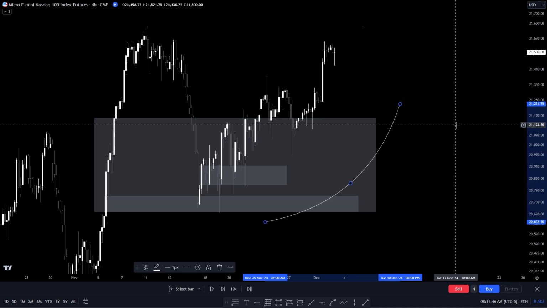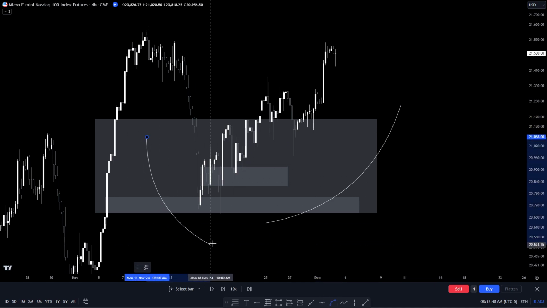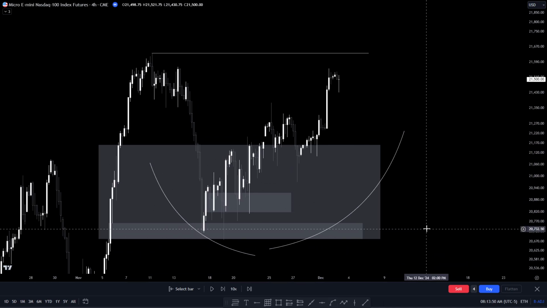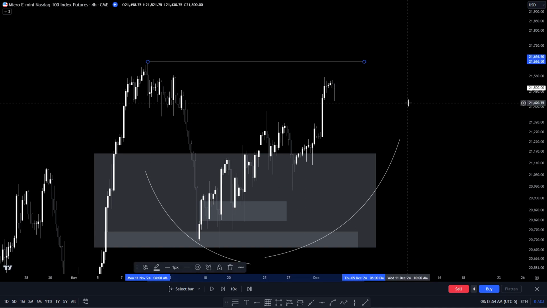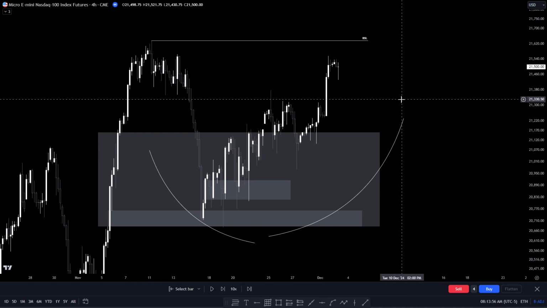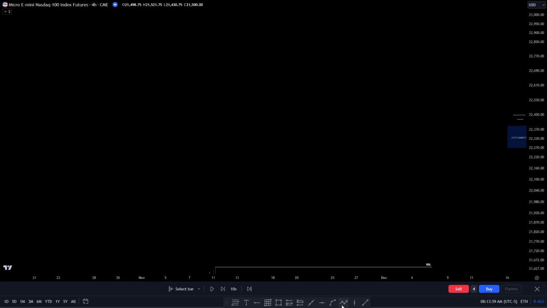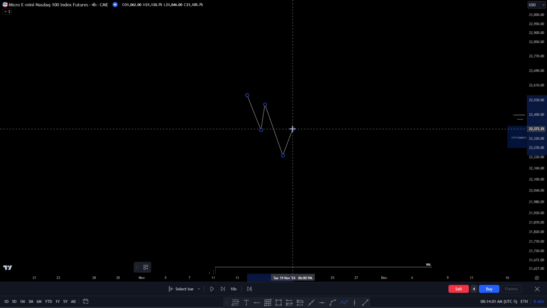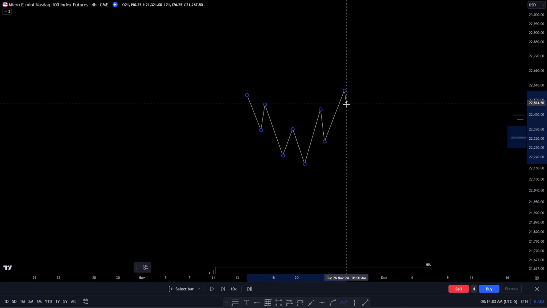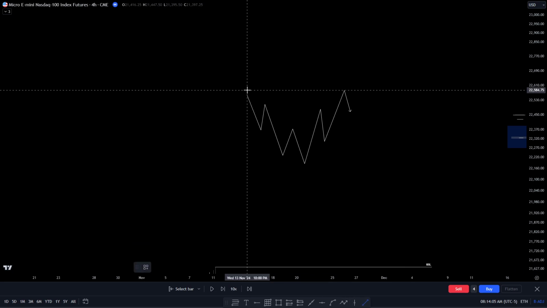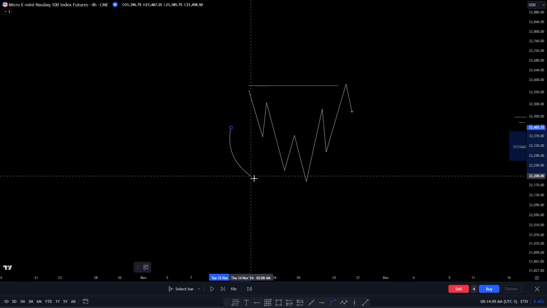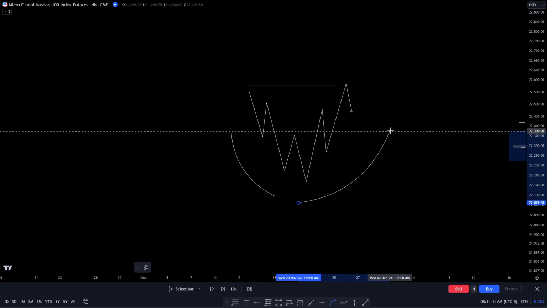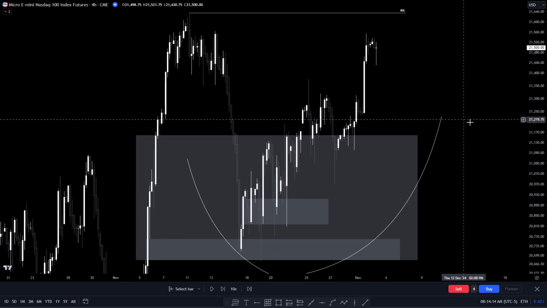It's quite obvious that we are near the end of a higher time frame market maker buy model, targeting this external level of buy side right here. Remember what I showed in the beginning? Market maker buy model, targeting buy side. It's exactly what I have right here.